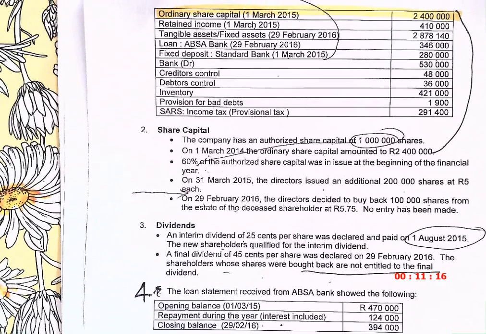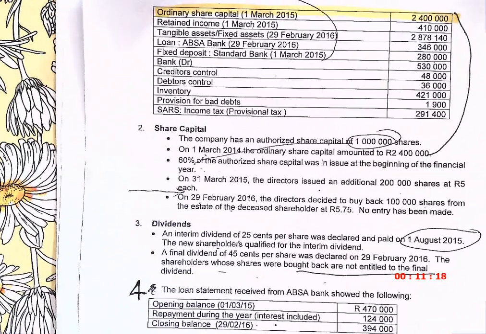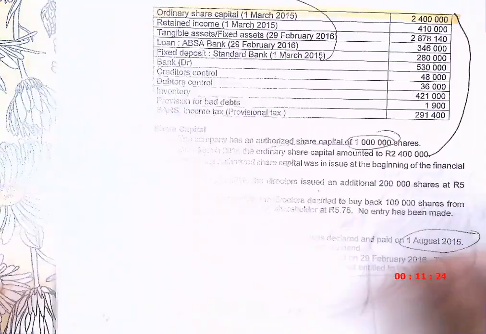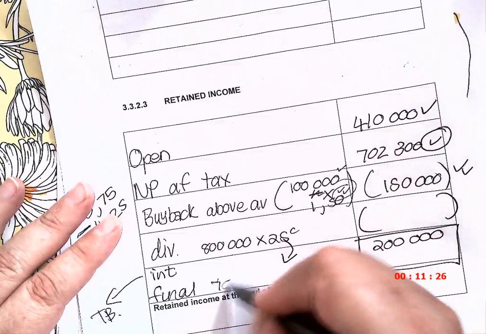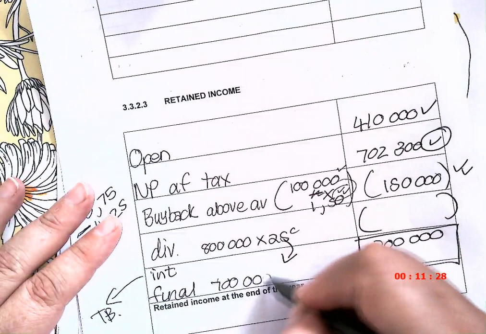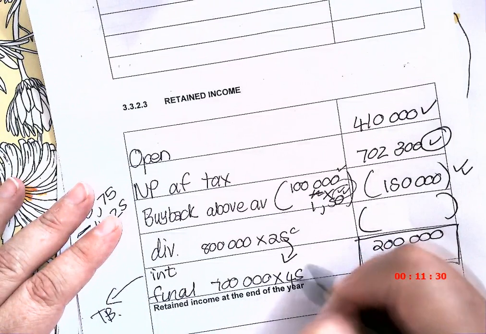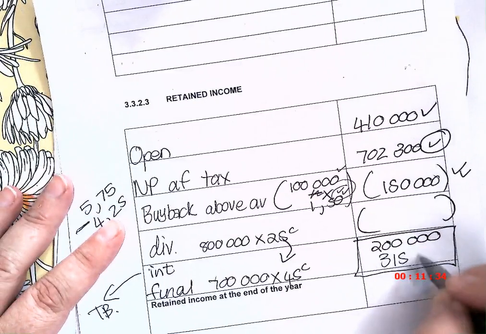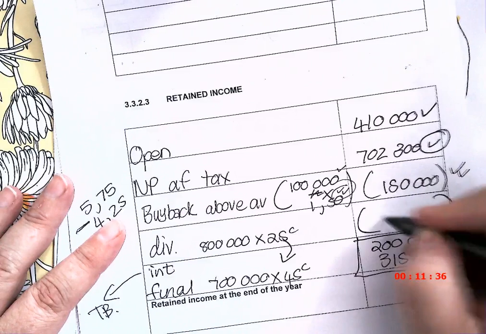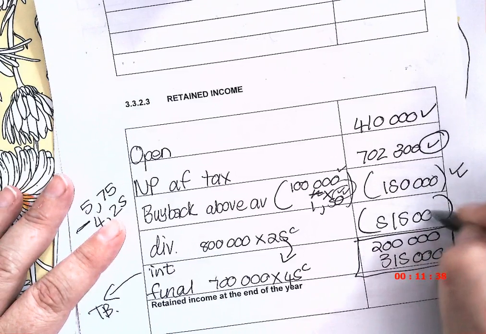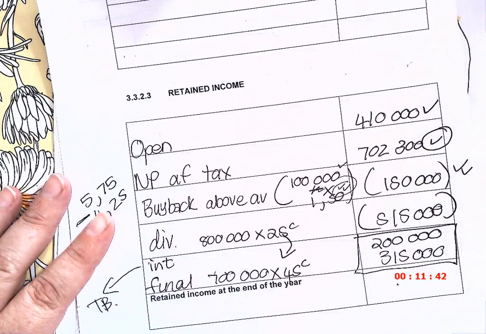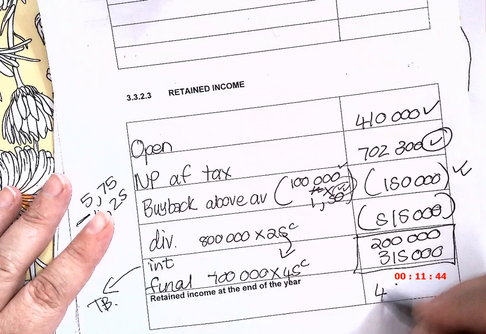So now I'm going to work on the total right at the bottom, meaning the 700. So I say 700,000 times 45 cents. And that gives me. So now I block and top 515. Now I just get my retained income at the end of the year. 44.